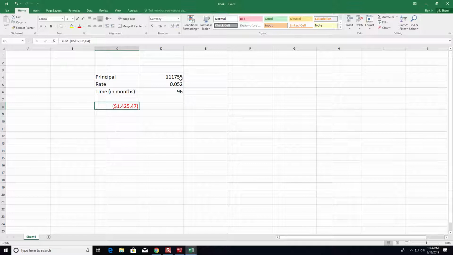Let's do equals PMT. Open paren. Click on your I. Nope, that's the principal. Start over. The I is the 0.052. Open paren. Click on the I. That's the interest rate, 5.2. Yep, divided by 12. Comma. Click on the T. Time. Comma.